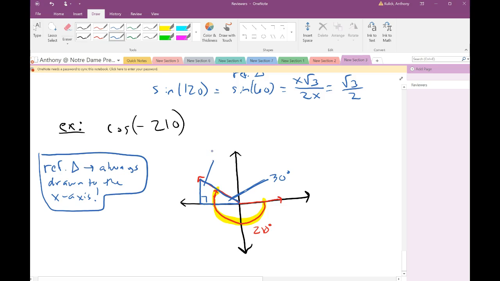That makes this other angle how much? 60 degrees. So what I have is a 30, 60, 90 triangle. The hypotenuse has length 2x. The side adjacent to the 30 has length x square root of 3. And the other side has length x. Everybody's okay so far?